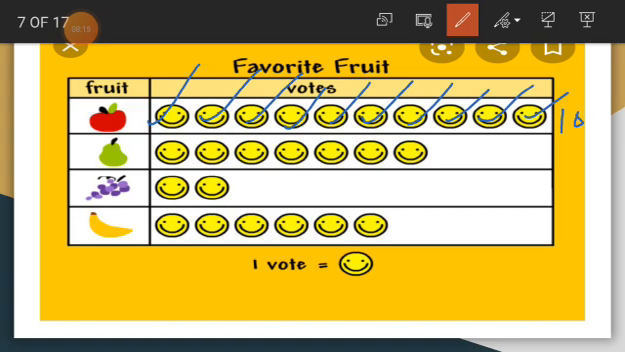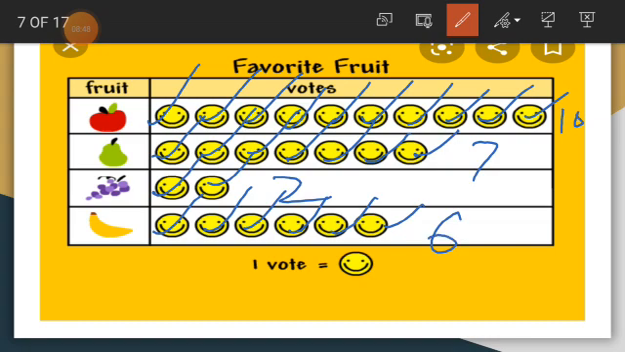Now let's count how many people like pear. 1, 2, 3, 4, 5, 6, 7. 7 smileys. So 7 people like the pear. Now count how many smileys there are for the grapes. 1 and 2. Only 2 people like grapes. Now let's count the votes for banana. 1, 2, 3, 4, 5, 6. How many people like bananas? 6. So which fruit is the winner? 10, 7, 2 or 6. Apple, pear, grapes or bananas.